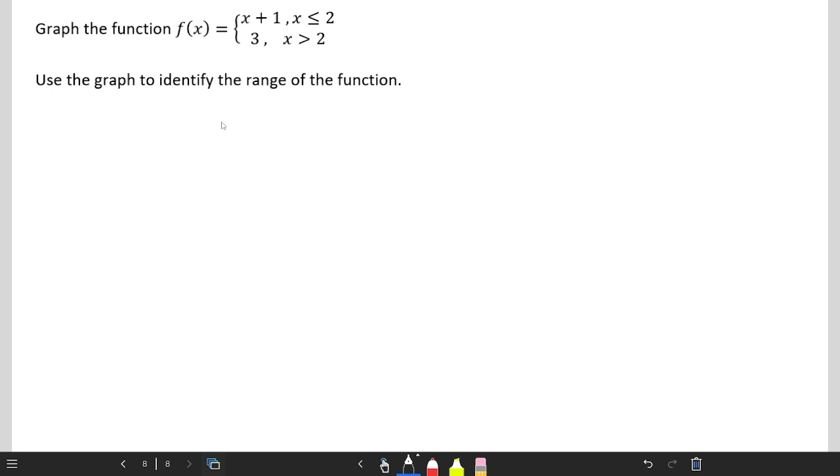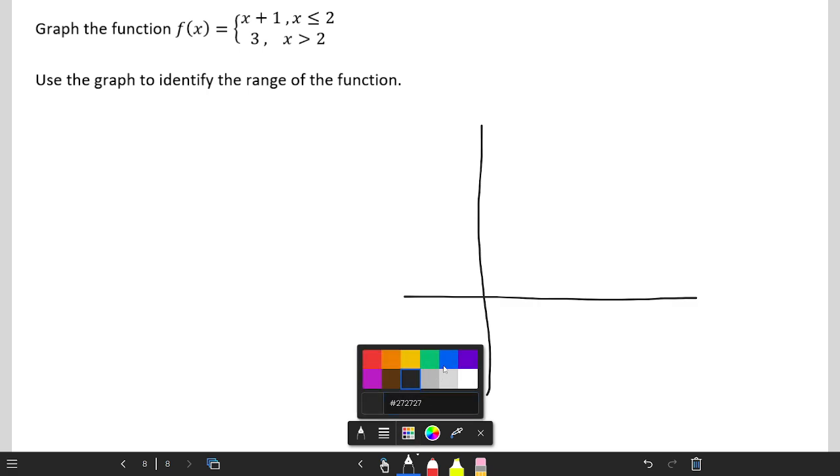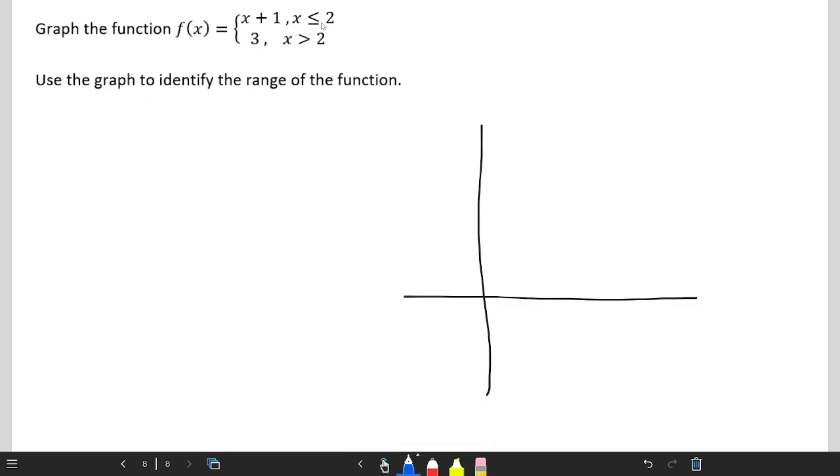I wanted to show one more example here because this one's a little bit different. So we've got two pieces again. And our first piece is for x values that are less than or equal to 2. And so if we graph that on a number line, we would have a closed circle at 2, and we'd be shading to the left because that's where numbers are less than 2.